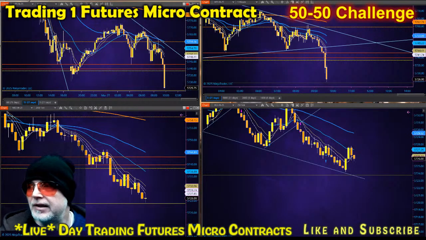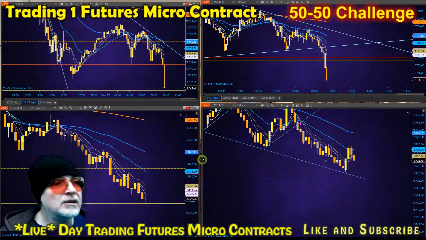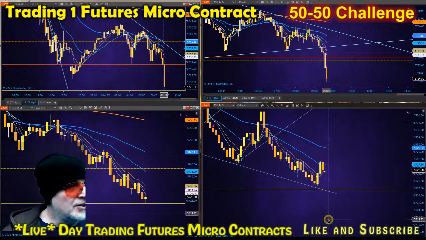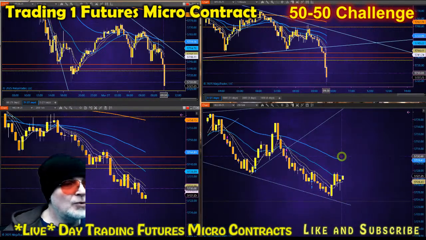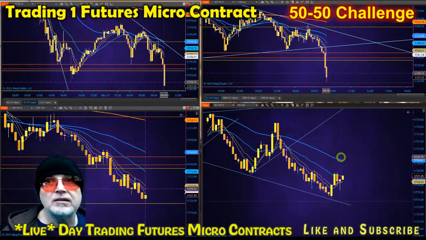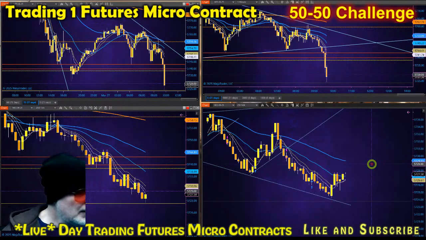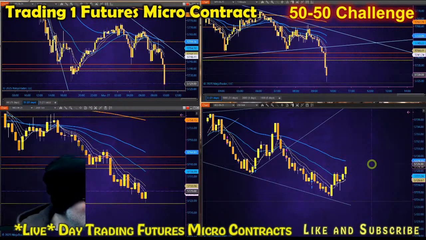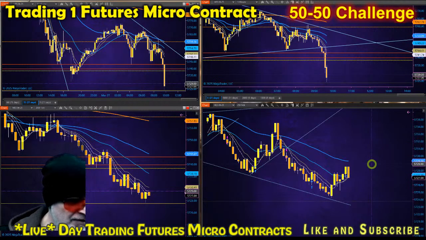But the theory is to make 50 before you lose 50, and to take base hits, take small profits. This is using 1 micro, but if I use 1 mini, I'd be up $400. I'm only up 40 since last night. I did a couple trades last night, but 1 micro, don't lose more than $50 before you make 50.